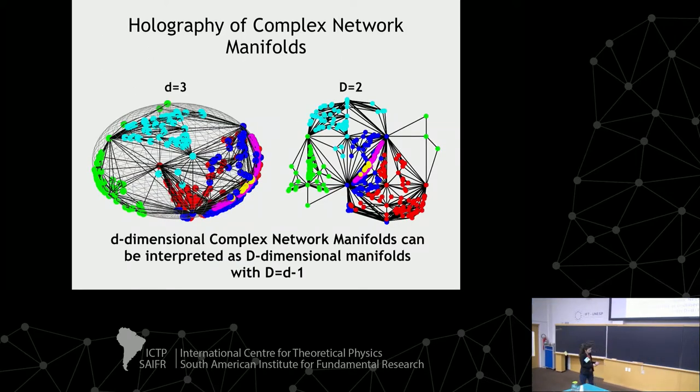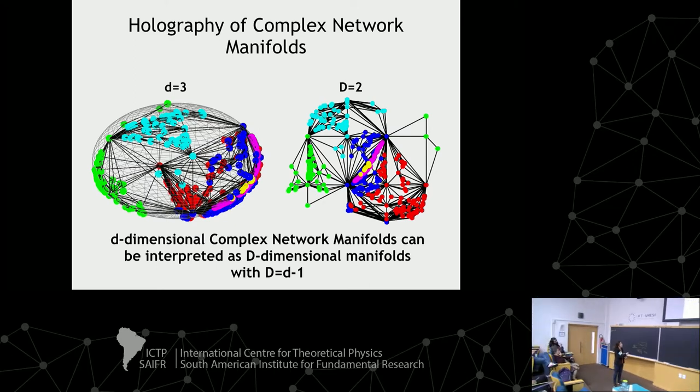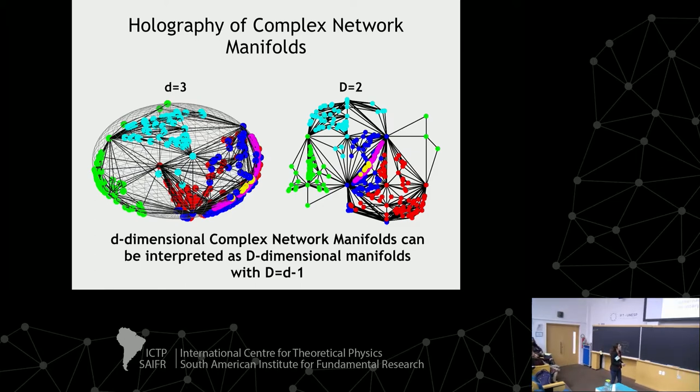So these are the objects that we study. We focus on the manifolds. So for instance, again, remember this kind of holography of this structure. We constructed them in 3D, but actually they can be seen and projected in a lower dimension, d equal to 2, for instance, in this case.